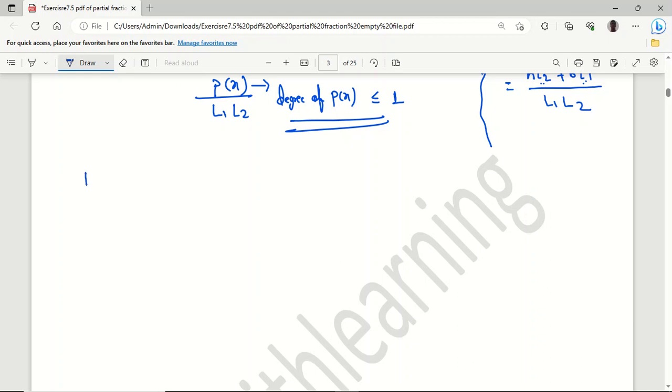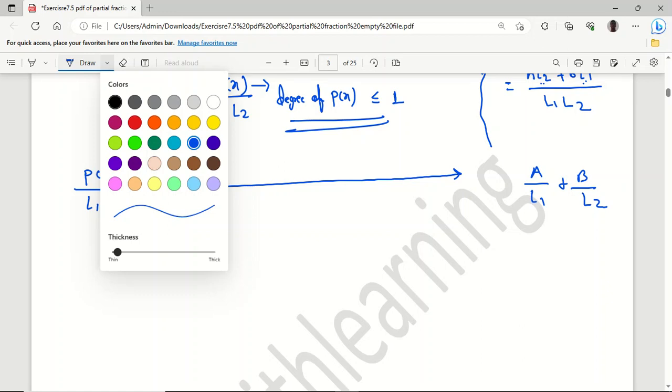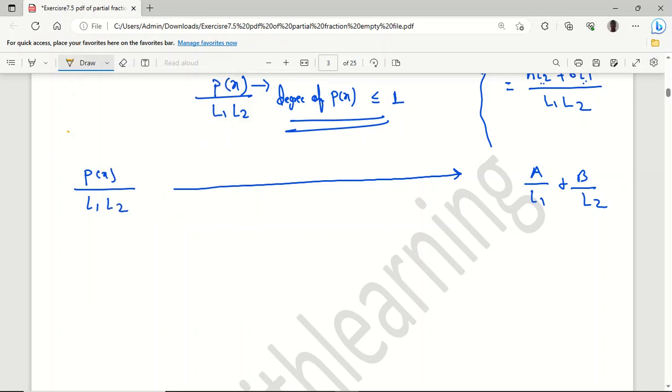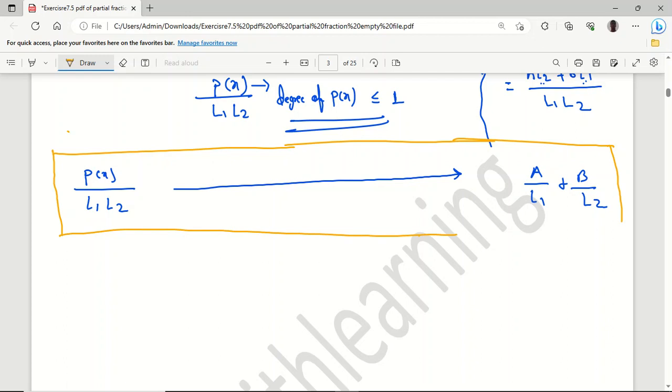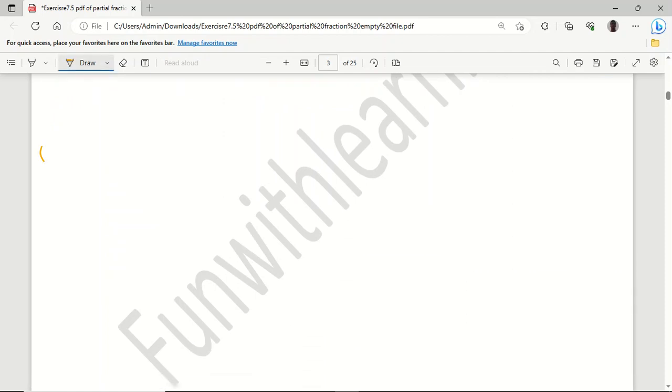So I am writing Px upon L1 L2 as a upon L1 plus b upon L2. So we can solve such integrands by breaking them into this partial fraction, a upon L1 plus b upon L2. Now we are moving to the second such form of Px upon Qx.